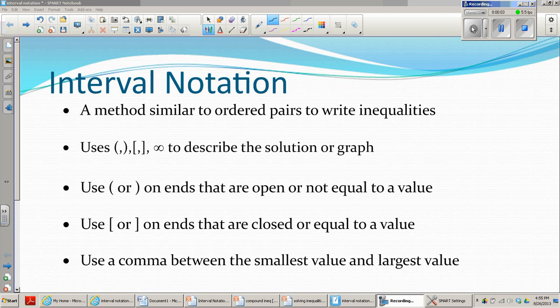Today's lesson is on interval notation. Interval notation is a method similar to ordered pairs to write inequalities. Use parentheses on ends that are open or not equal to a value. Use brackets on ends that are closed or equal to a value. Use a comma between the smallest value and largest value.